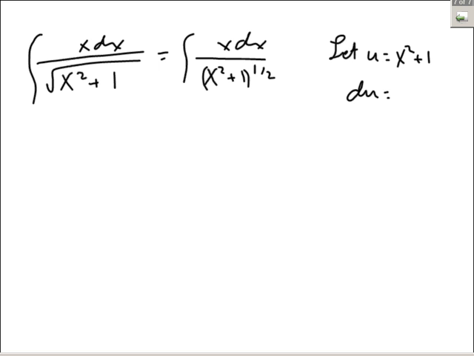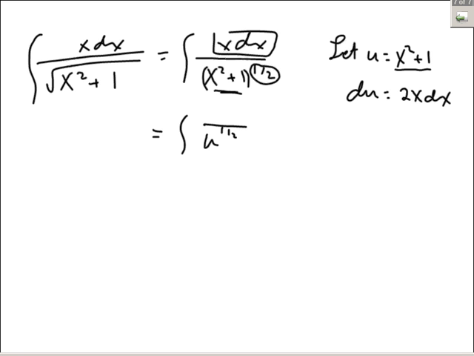Well then du, well that's the derivative of this, which is 2x times dx. Okay. So, what I have so far, this is u to the half in the denominator. And I have x squared dx. Well, here's x squared dx, but there's a 2 in front. So divide by 2. Du over 2 is x dx. Okay, du over 2. The numerator, x dx, is du over 2.